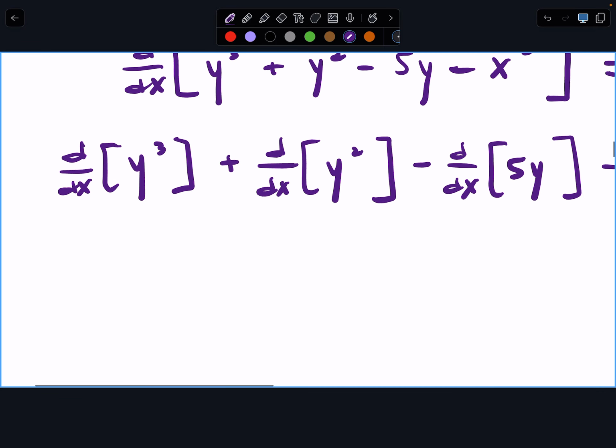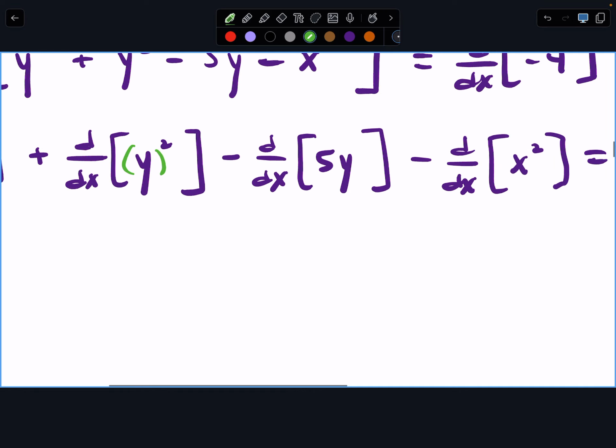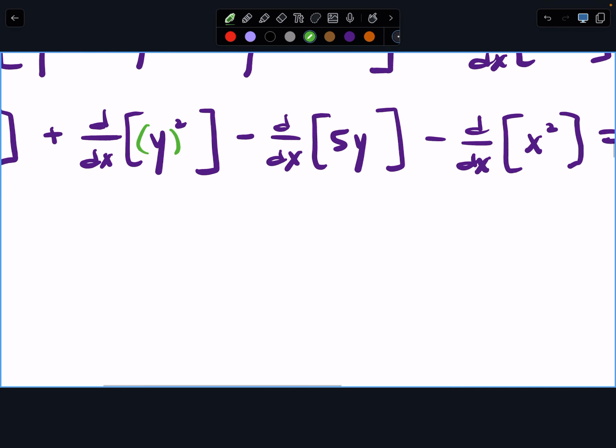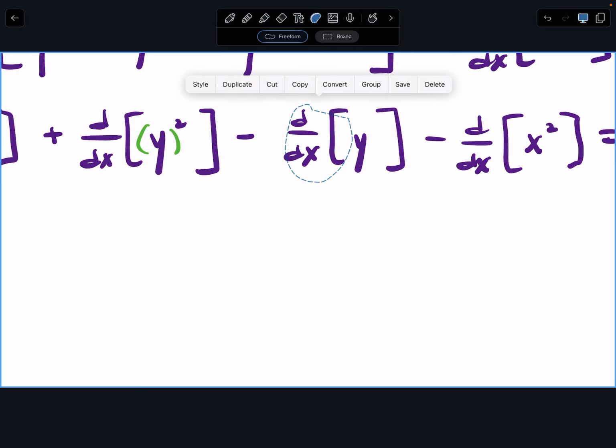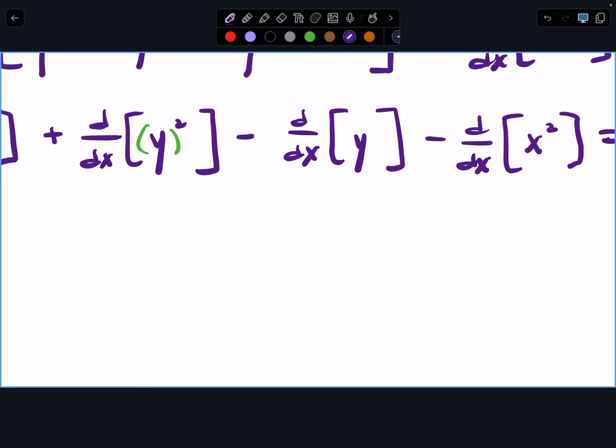Okay, so remember, we're thinking chain rule. I'm thinking of the cubed as being the outside function, y as being the inside function. The square is the outside function, and then the y is the inside function. The 5y, maybe it's even easier if you think about pulling out the 5 here, but that's personal preference. It's not wrong to leave it in.